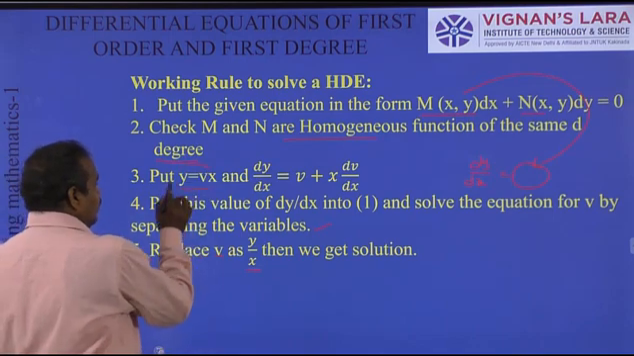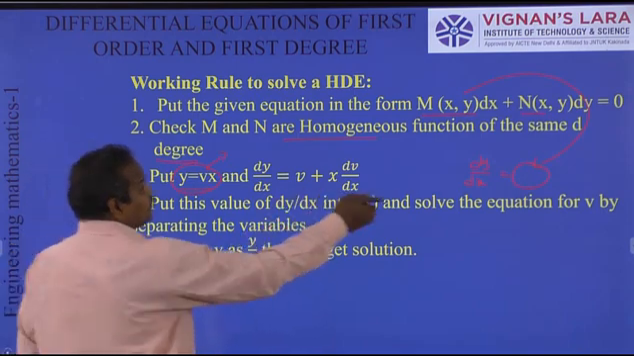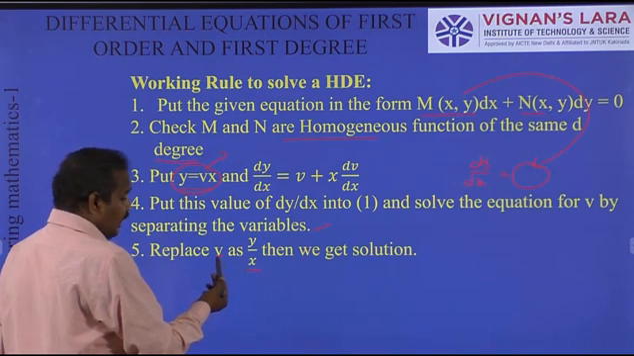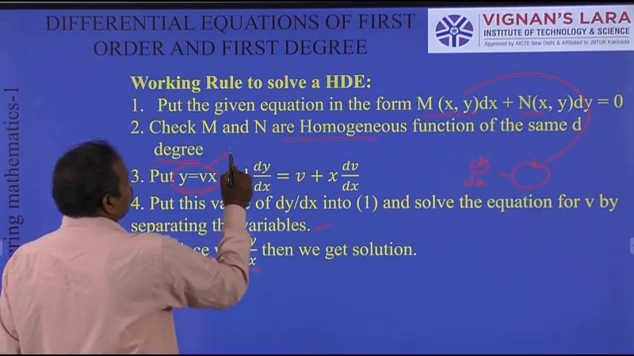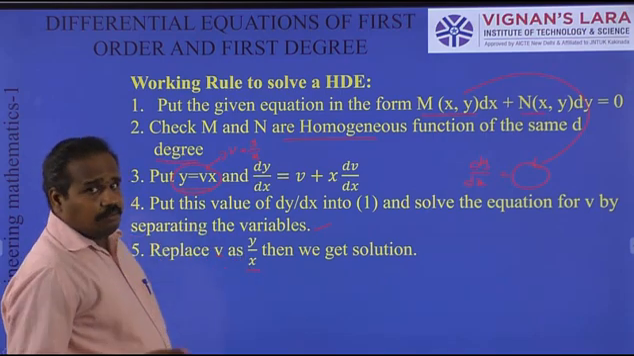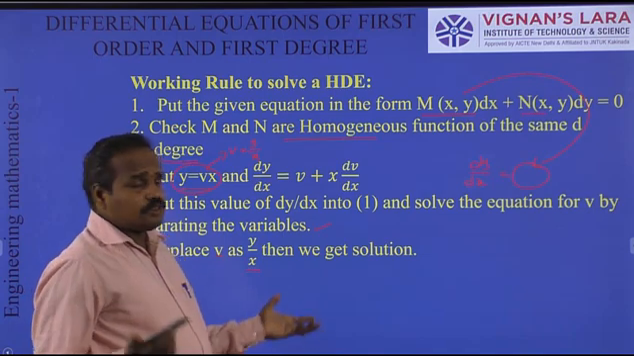Why? Because in the starting we substituted y is equal to vx. Our equation consists only of x and y terms, but our result has the term v, and that's why, since v is y by x, I substituted v as y by x. So this method you also know: the variable separable method, and the homogeneous equation.